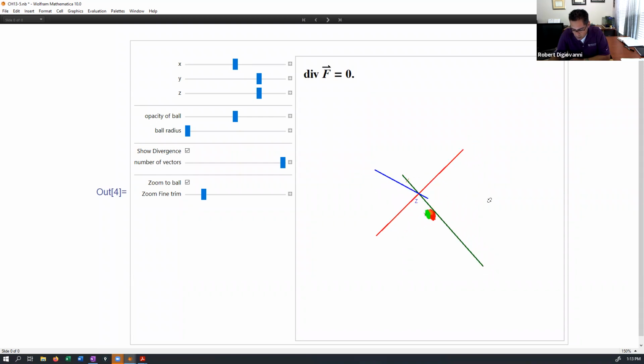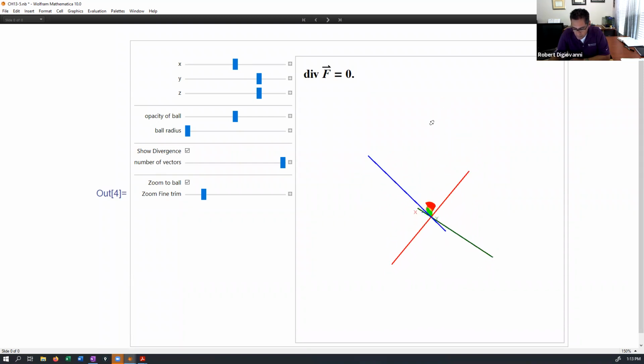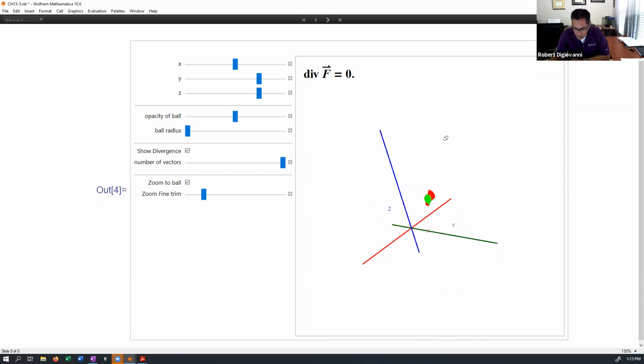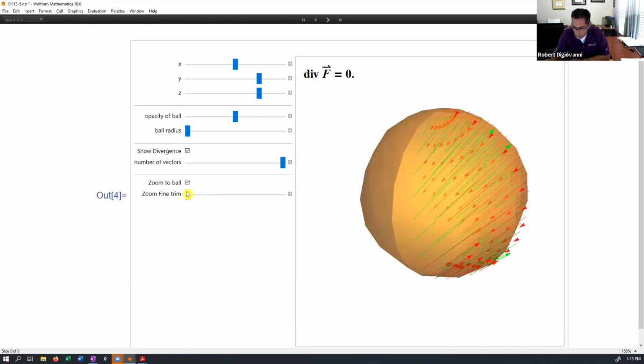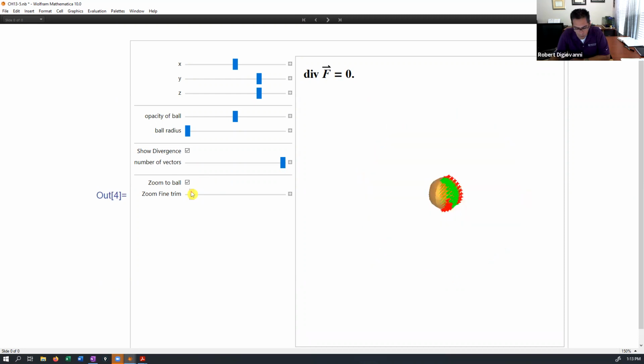Man, I can't see it. It's hard to see this. I think that's good enough. We've got some going out, some going in, right? But they're equal in the sense there's as much red as there is green. Does that kind of make sense?